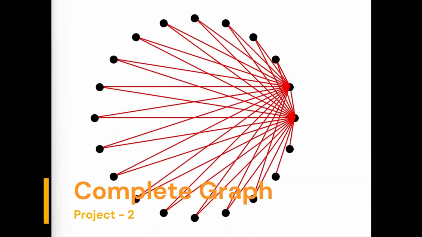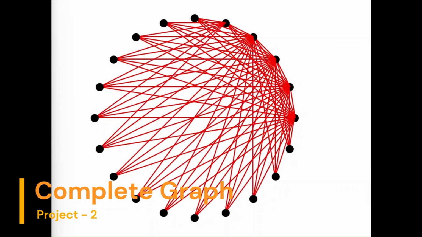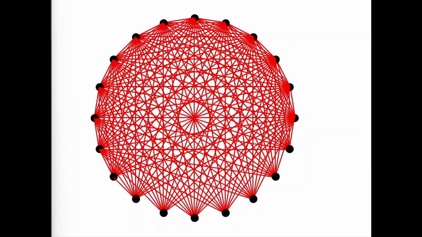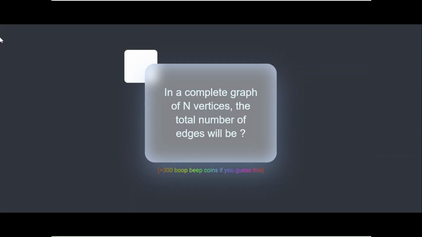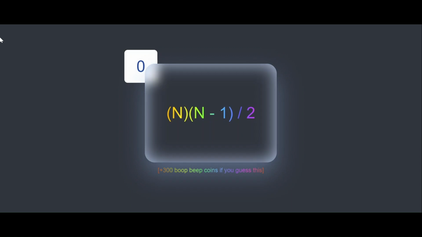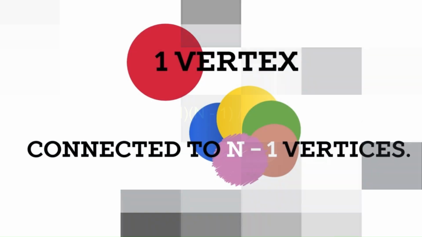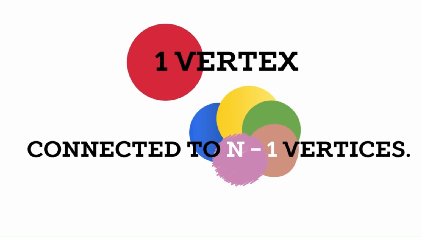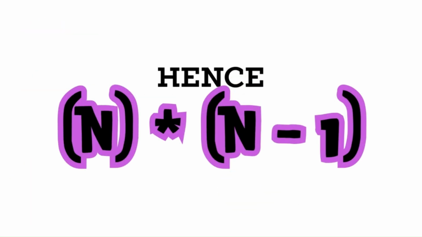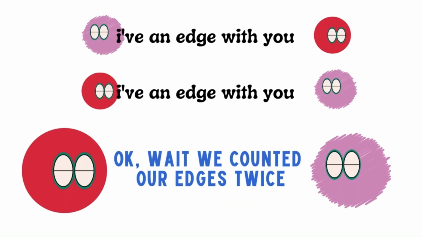A complete graph is a set of vertices such that each vertex is connected to every other vertex by an edge. So if you have n vertices, the total number of edges will be n into n minus 1 divided by 2. Wonder how? Well, you have n vertices. One vertex is connected to the remaining n minus 1 vertices. This happens for all the n vertices, but we traced an edge twice in the process, so we divide the entire value by 2.